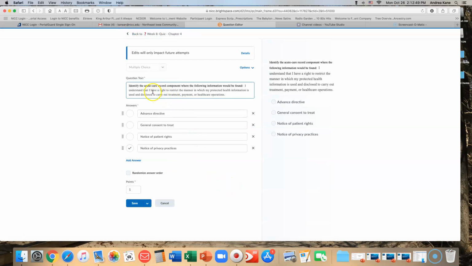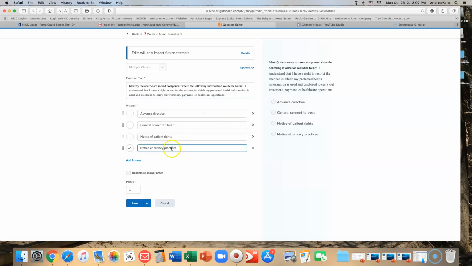Next one is, "I understand I have a right to restrict the manner in which my PHI is used and disclosed to carry out treatment, payment, or healthcare operations." Okay, right away it says I have a right to restrict PHI.